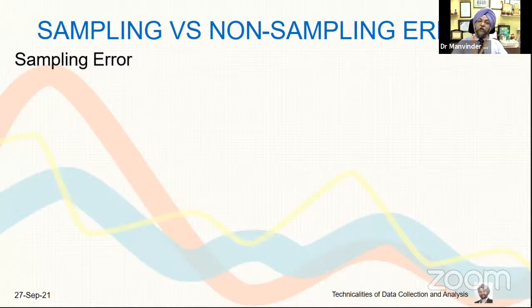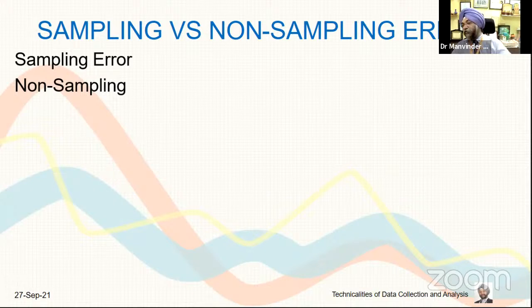So sampling error is something which happens because your sample is not a representative of your population. So these are the keywords one must remember, what a sampling error is. In the same way, what is non-sampling error? So the non-sampling error may arise for sure because it's a non-sampling error. It is not arising because of the sample, but because of maybe some various other reasons.